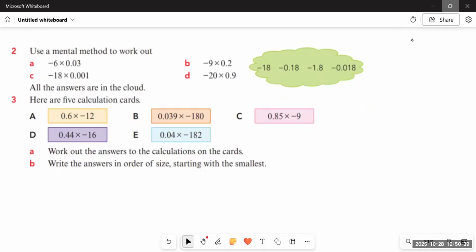Let's find the same thing in question number 2. 6 multiplied by 0.03. Here we have how many decimal places? 2. Okay. How many decimal places in part B? Only 1. Part C, 3. In part D, 1. Now what we will do, we will multiply 6 with 3, it's 18. 9 with 2, it's 18. 18 with 1, 18. 2 with 9, 18. In all these answers, we are having 18 as the answer.